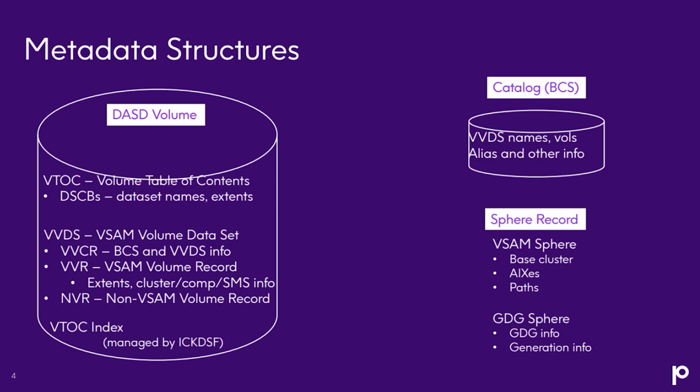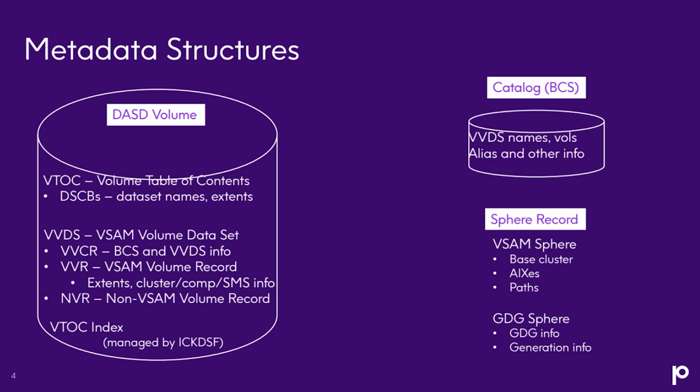In the z/OS environment, we're primarily talking, first of all, about the catalog, or the BCS, the basic catalog structure, which really is itself a VSAM data set. But the first place to look for a data set is the catalog. And the catalog contains primarily the name of the data set. It might be the name of some metadata structures like the VVDS, but primarily it contains the data set name and the volume serial number upon which the data set lives. And there's a whole bunch of other information that might be in the catalog, the alias information, for generation data sets, what generations belong to the catalog, and so on.